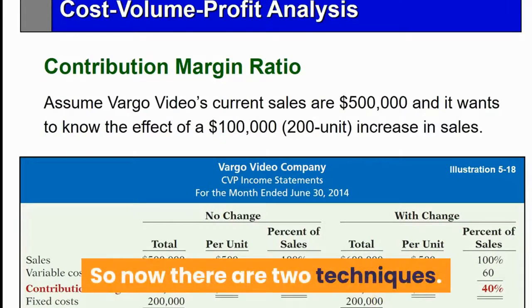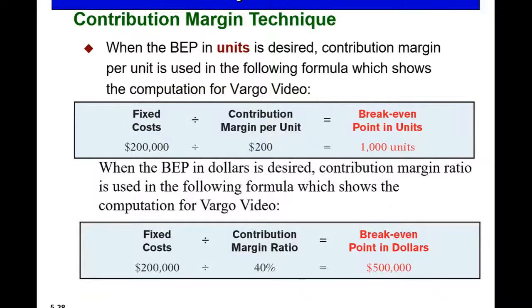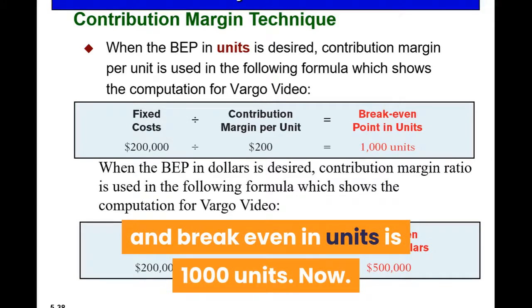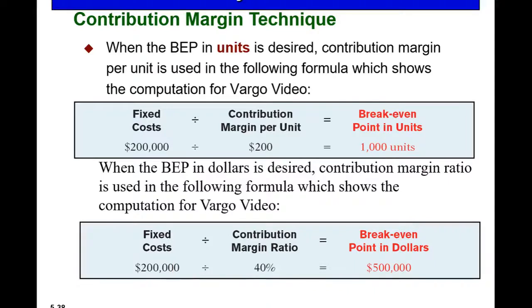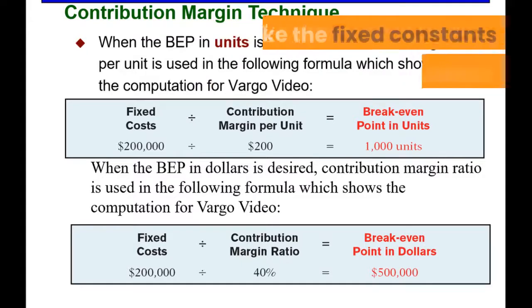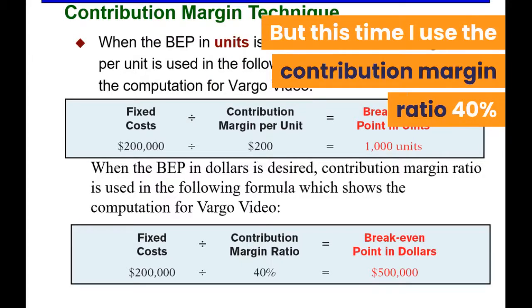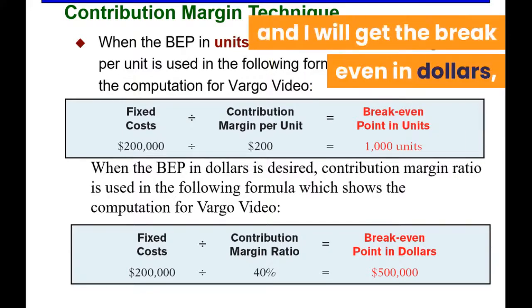So now there are two techniques. If I'm going to use the contribution margin per unit, then my answer will be expressed in units. Therefore the break-even is the fixed cost divided by the contribution margin per unit, and break-even in units is 1,000 units. Now, if I sold 1,000 units at 500, break-even in sales dollars would be 500,000. But if I wanted to calculate the break-even in dollars, I take the fixed costs as I did before.